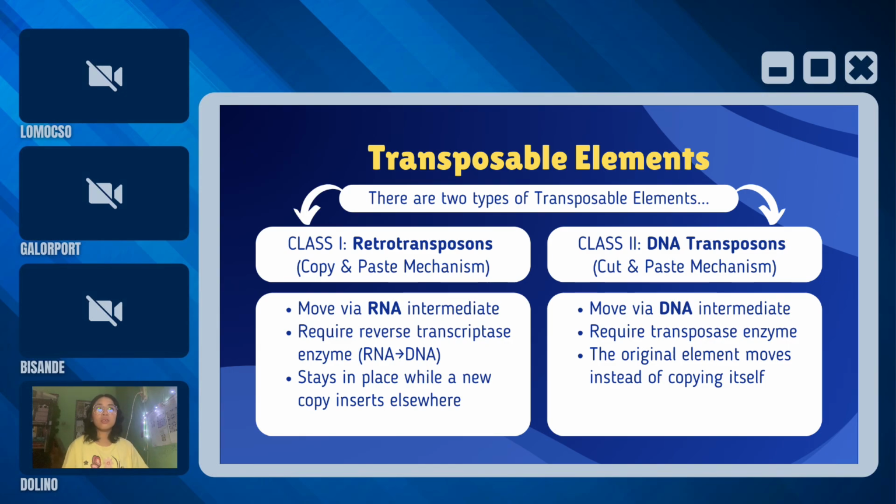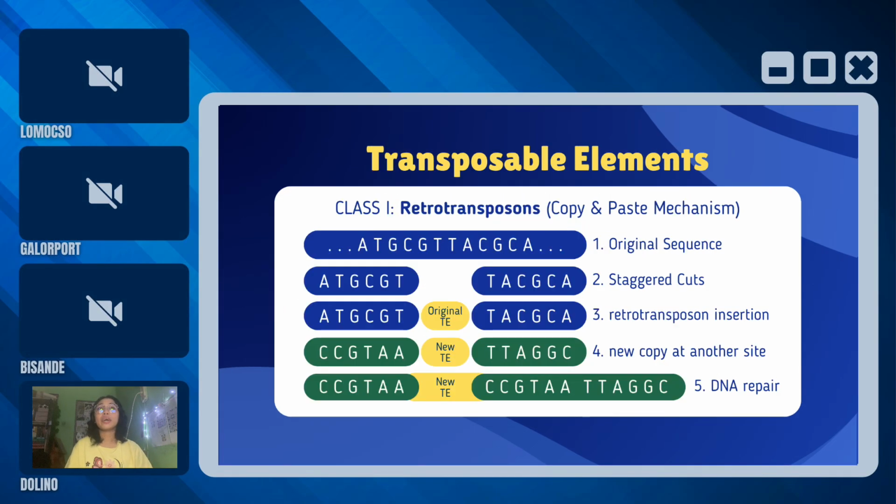For DNA transposons, or class 2, they move via DNA intermediate, require transposase enzyme, and the original element moves instead of copying itself. That justifies the cut and paste mechanism because the original transposon is the one moving. For further representation of the two mechanisms, especially for visual learners like me, let's try to understand the breakdown. For retrotransposons, as you can see there, the original sequence will have a staggered cut, which creates a gap where the retrotransposon can insert.